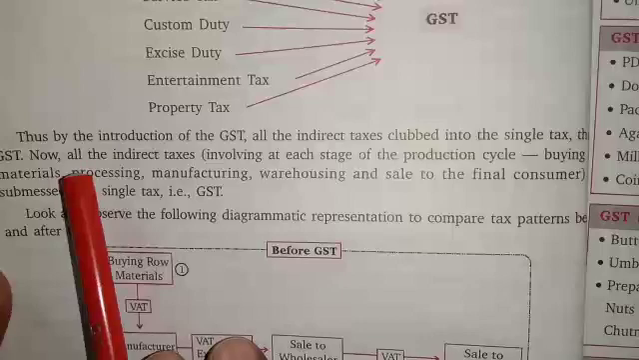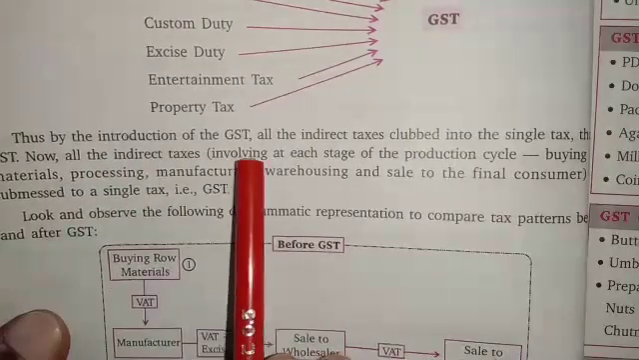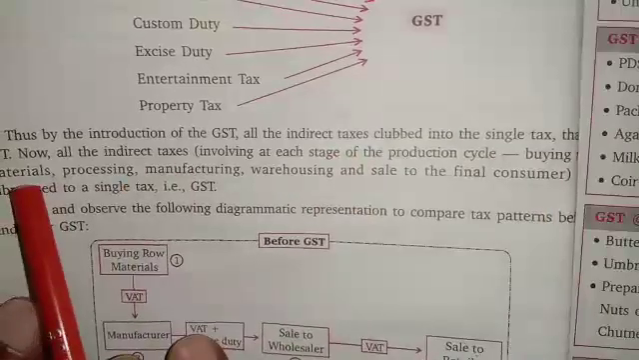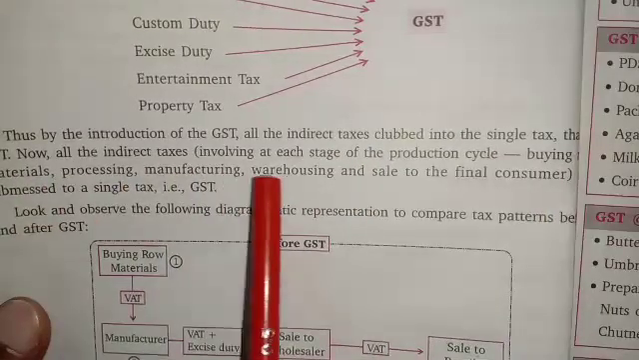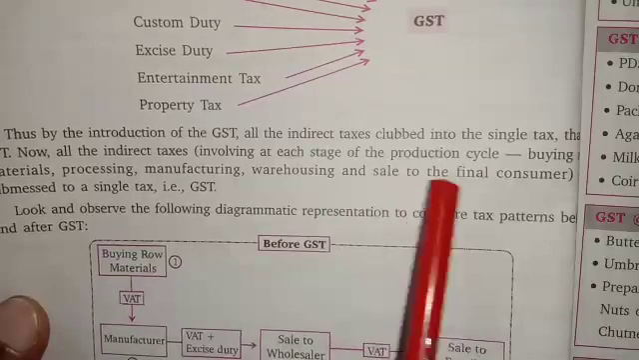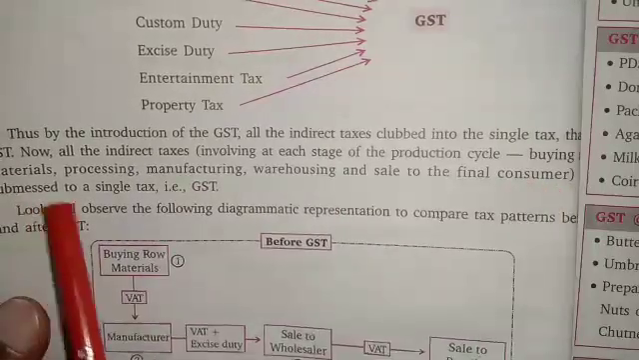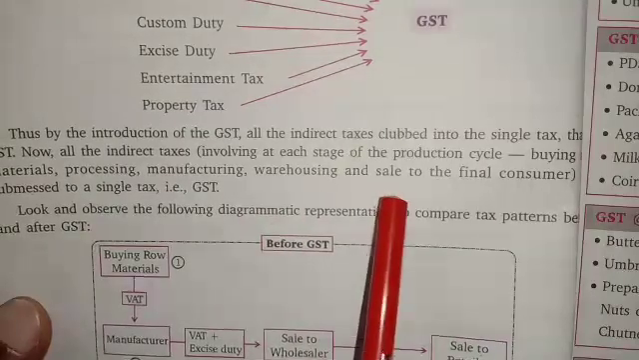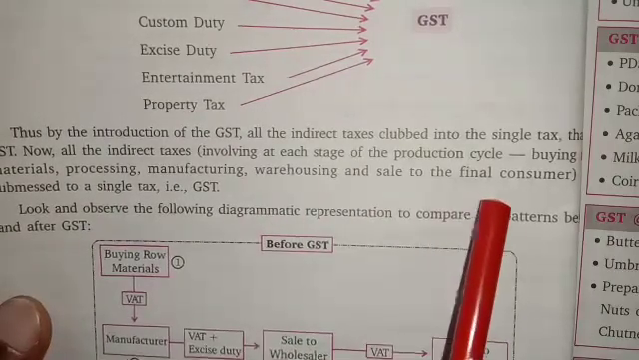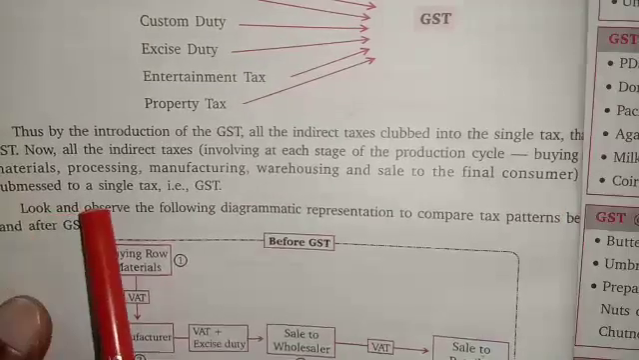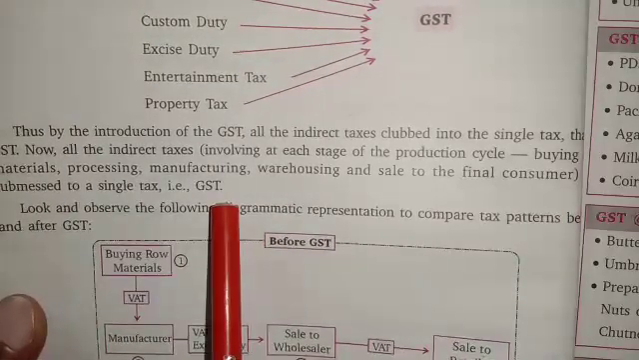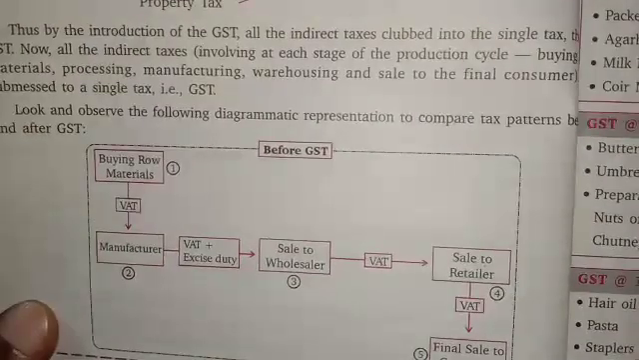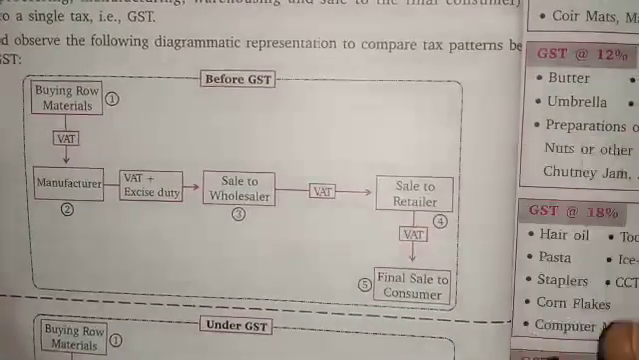Thus, by introducing the GST, all the indirect taxes are clubbed into a single tax, the GST. Now, all the indirect taxes involved at each stage of the production cycle, buying materials, processing, manufacturing, warehousing and sale to the final consumer, are submerged into a single tax that is called GST. Okay, these different charts given in the book you have to follow.